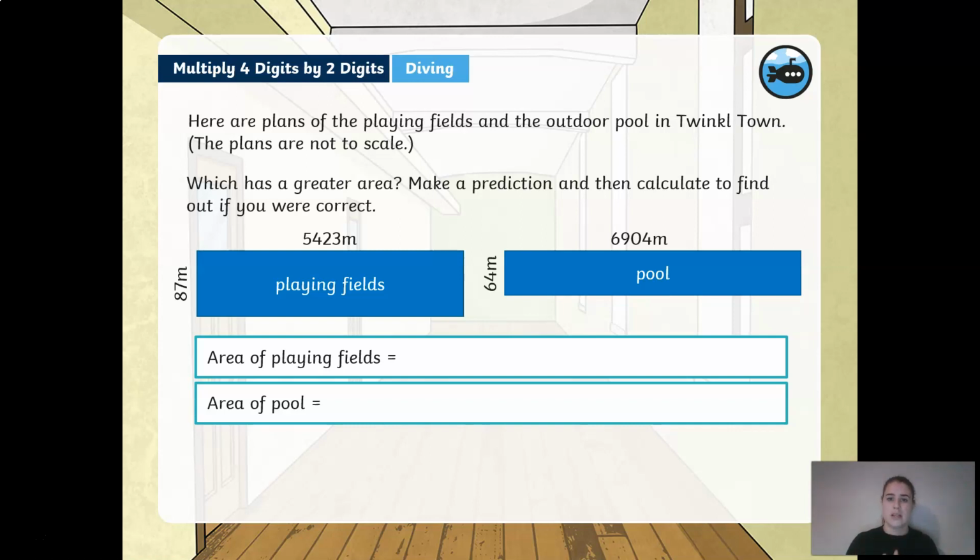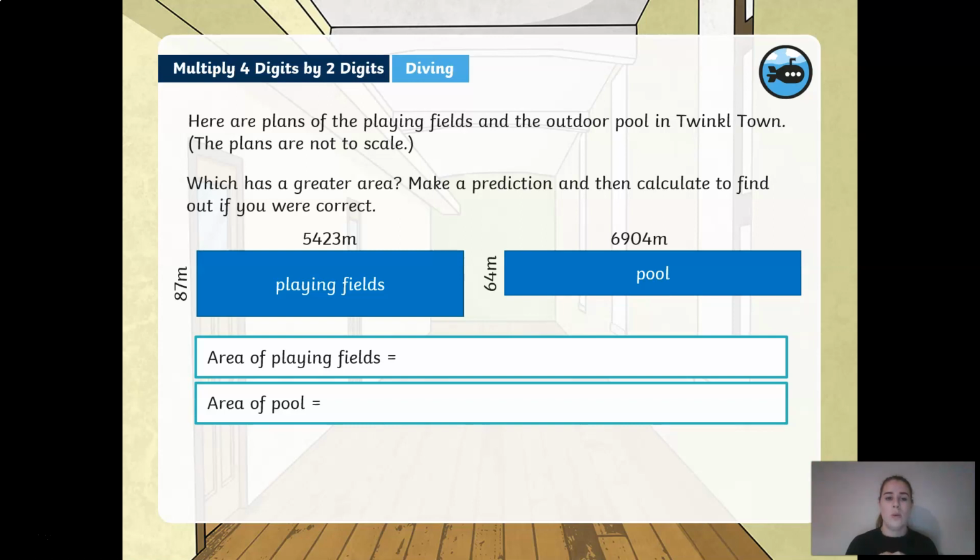Okay, so this one should be one of our slightly easy ones. And this is going to be where we use our area models. We've been looking at area models all week, where we've partitioned our numbers. So here we've got 2 plans, one of the playing fields and one of the outdoor pool. Now they're obviously not to scale. I have not managed to get a swimming pool on my screen that is nearly 7,000 meters long.